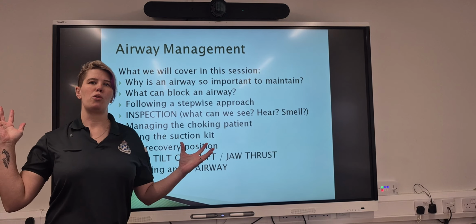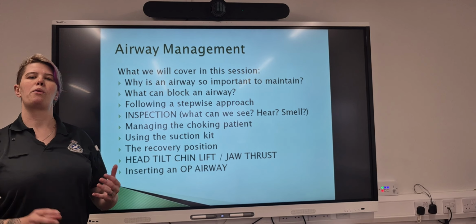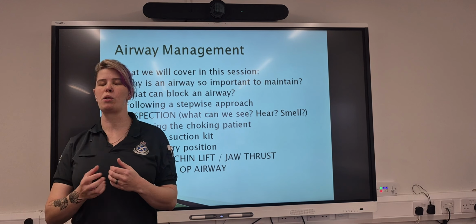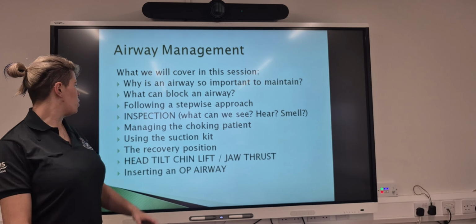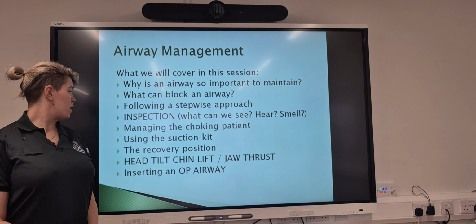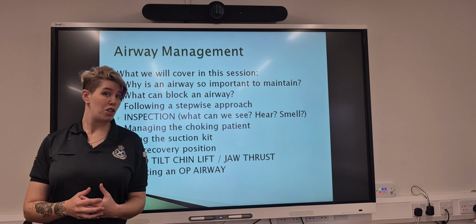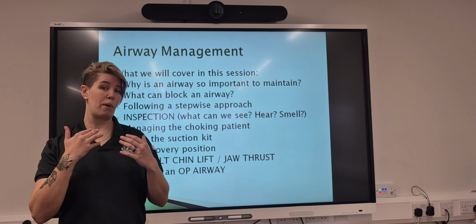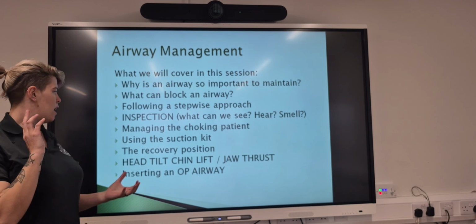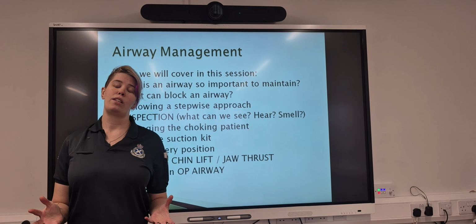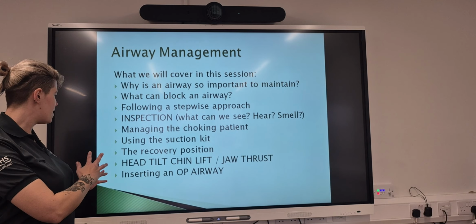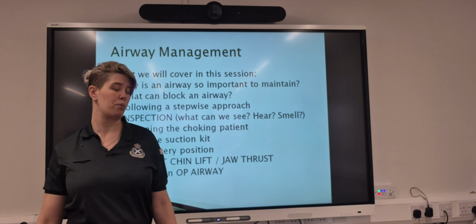And then we're going to follow that stepwise approach, thinking about inspecting the airway: what can we hear, what can we smell, what can we see. We'll look at choking patients, using a suction kit. We're going to look at putting the patient in the recovery position, which is mainly for ensuring that the airway is well protected on an unconscious breathing patient. We're going to have a little bit of practice with head tilt, chin lifts and jaw thrusts, and then finally we're going to look at inserting an OP airway as well.